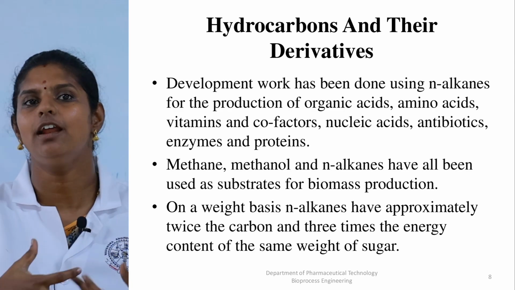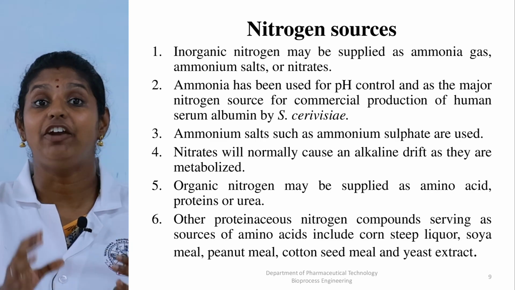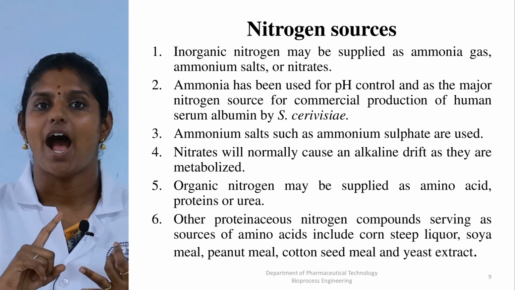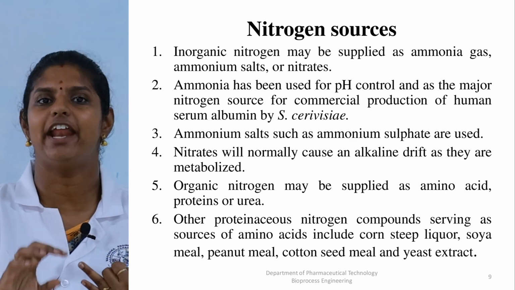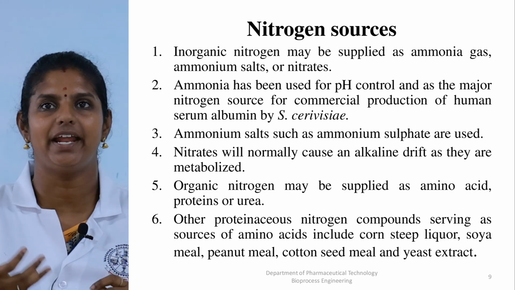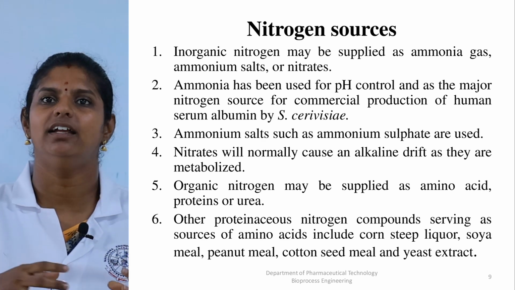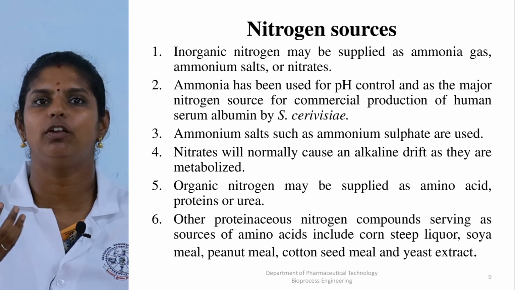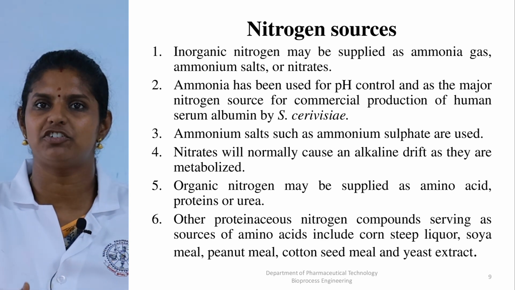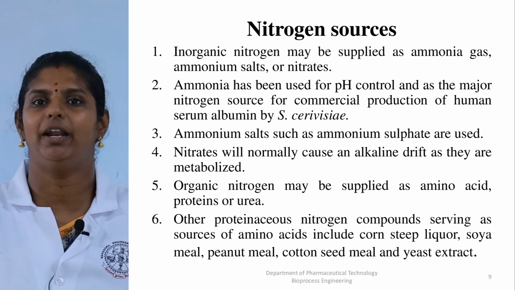antibiotics, enzymes and proteins. Next we are going to see what the general nitrogen sources are which are being used. We know microorganisms require carbon and nitrogen as basic energy sources. When we see nitrogen, inorganic nitrogen is supplied as ammonia gas and ammonium salts or in the form of nitrates, and there are nitrates which are commonly available as alkaline drift in the metabolic process. And organic nitrogen may be supplied as amino acids, which can be involved in the metabolizing process.